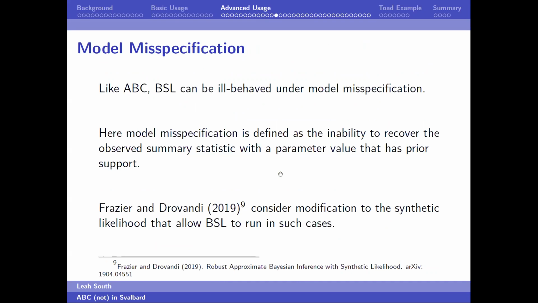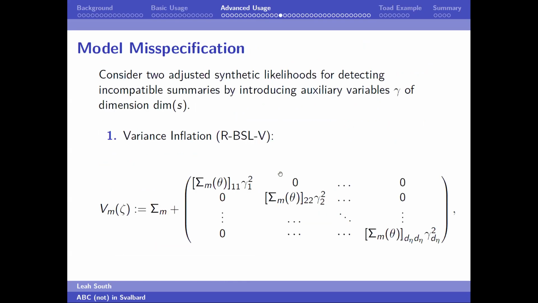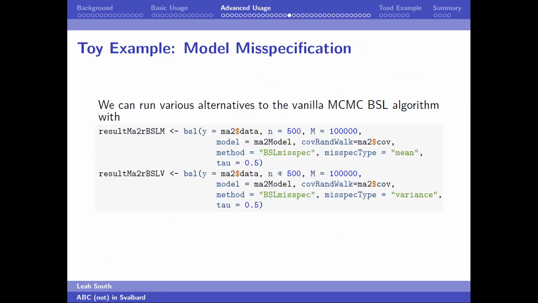Okay, we've also got some models for misspecification in here, but I might just skip through that a little bit and just show you that if you're concerned about potential model misspecification, then you can handle that using method equals BSL misspec, and you can use one of two types of misspecification type.